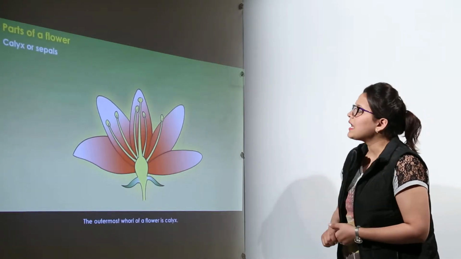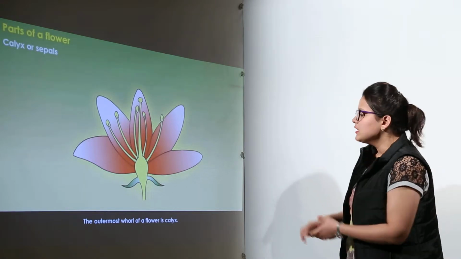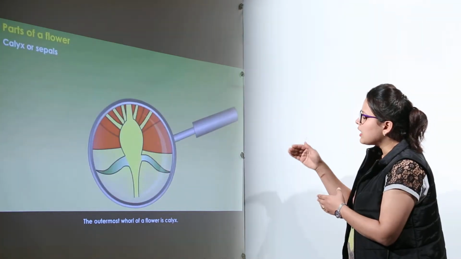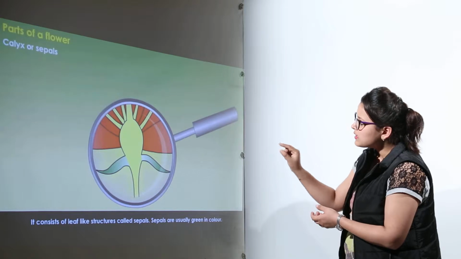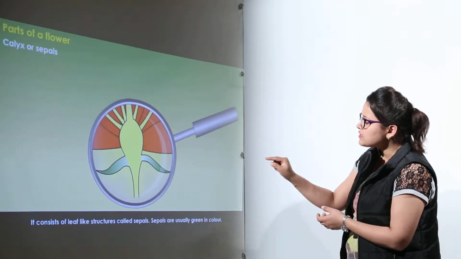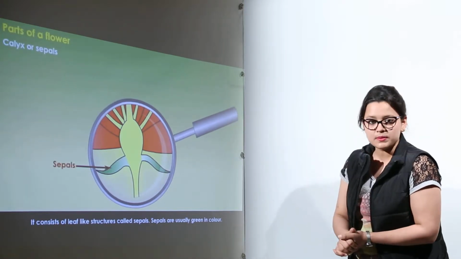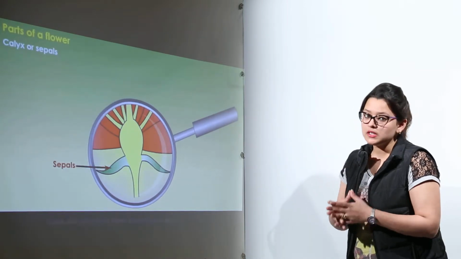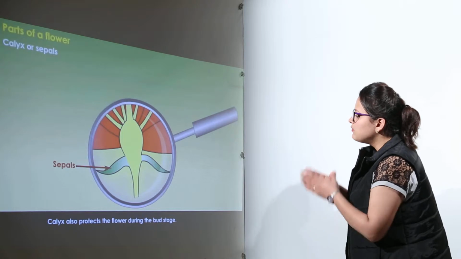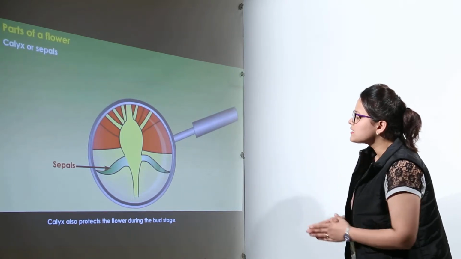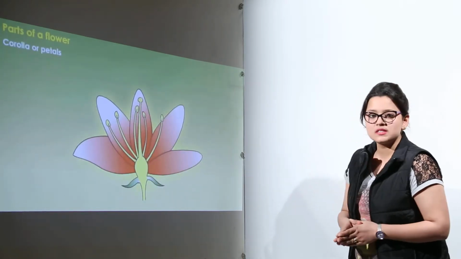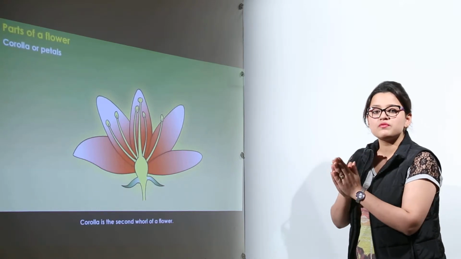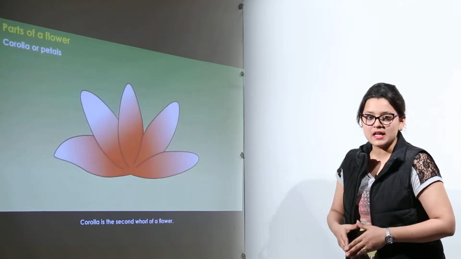The next is the calyx or sepals. The outermost whorl of the flower is the calyx. The green leaf-like structures that you can see are known as the sepals, and these sepals are usually green in color. The calyx also protects the flower during the bud stage. So when the flower is a bud, it is protected by the calyx.